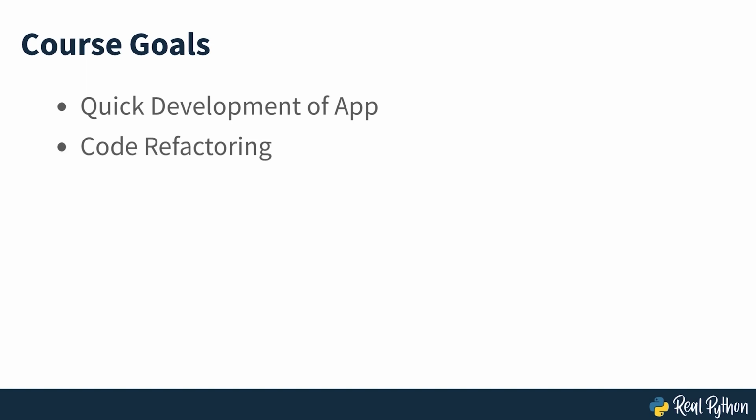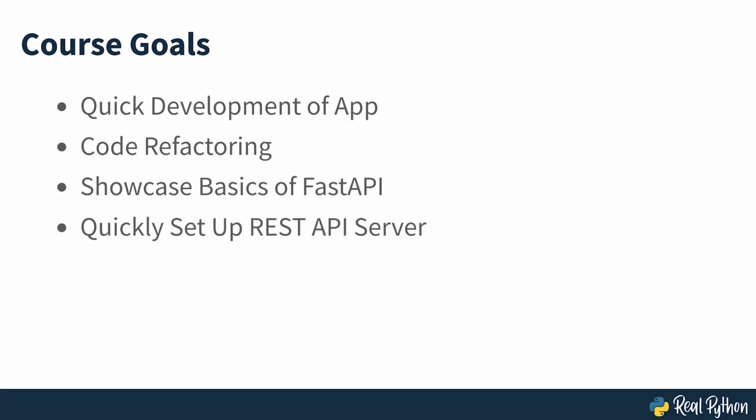The code you'll write in this course focuses on getting the app working first. However, having a working app doesn't always mean that the code behind it is perfect. That's why one of the sections in this course will refactor parts of the app. Note that your main goal in this course is to showcase the basics of FastAPI to quickly set up a REST API server without going into more advanced topics like async I/O in Python or thinking about performance.